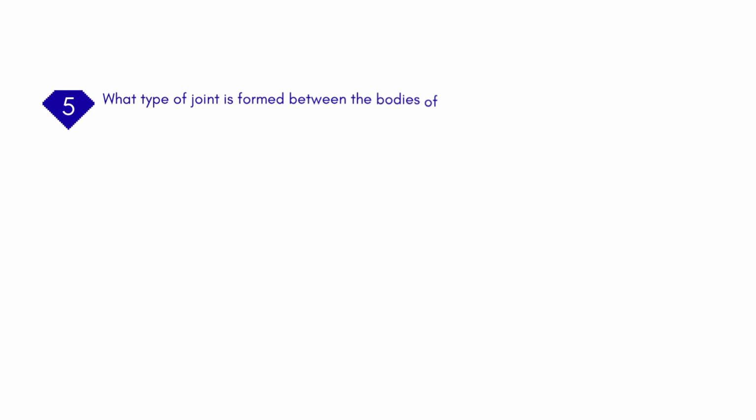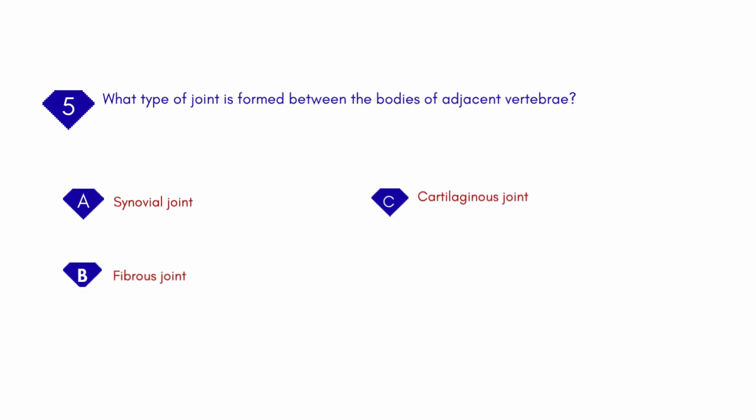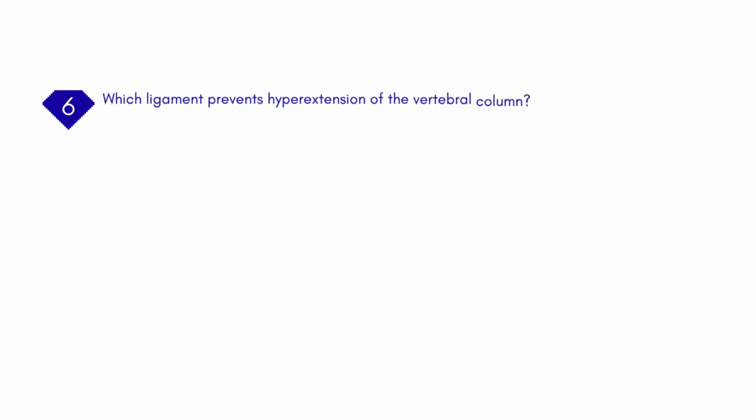What type of joint is formed between the bodies of adjacent vertebrae? A. Synovial joint. B. Fibrous joint. C. Cartilaginous joint. D. Pivot joint. Answer: C. Cartilaginous joint.